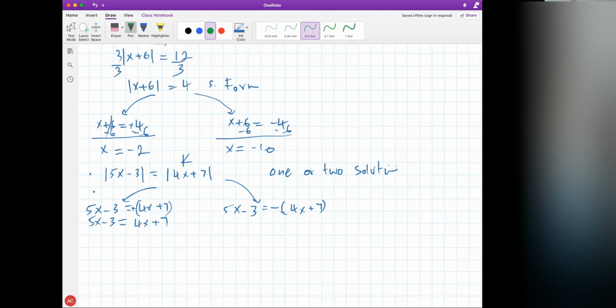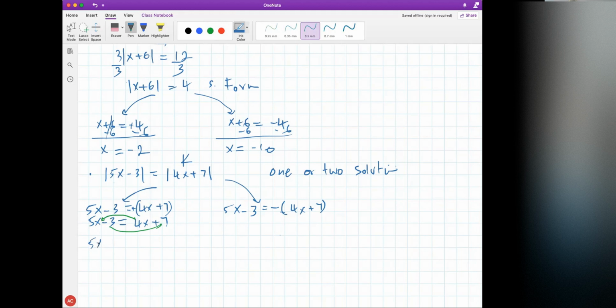Add like terms. Specifically, what are you doing? Move terms. What happens? So it's going to be 5x minus 4x equals 7 plus 3. That's right. So you're going to move x. I'm going to move this to this side, move this to this side. And when you move something, make sure you change the sign.